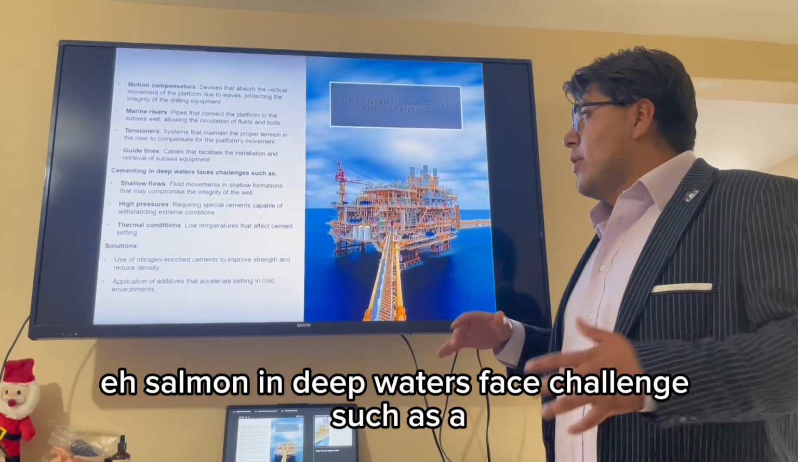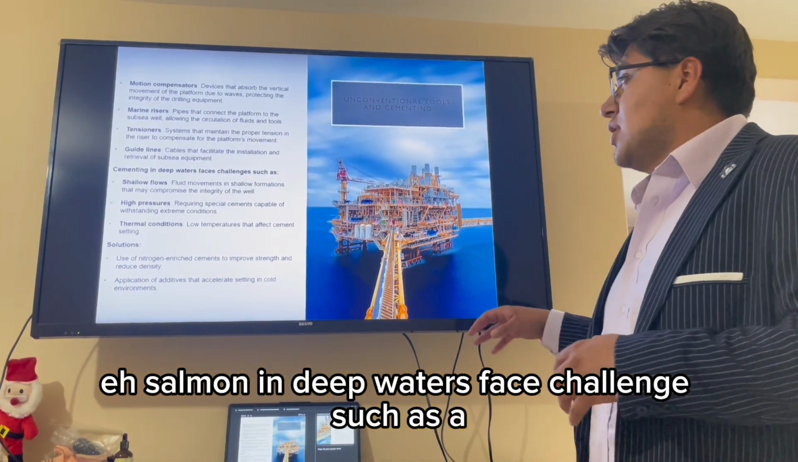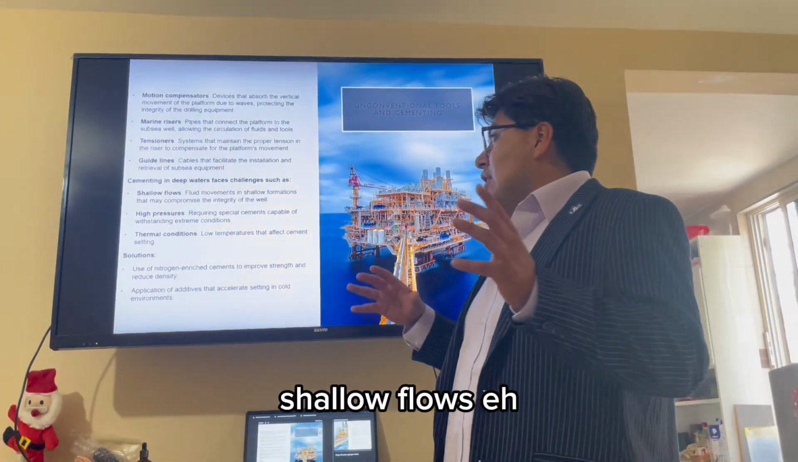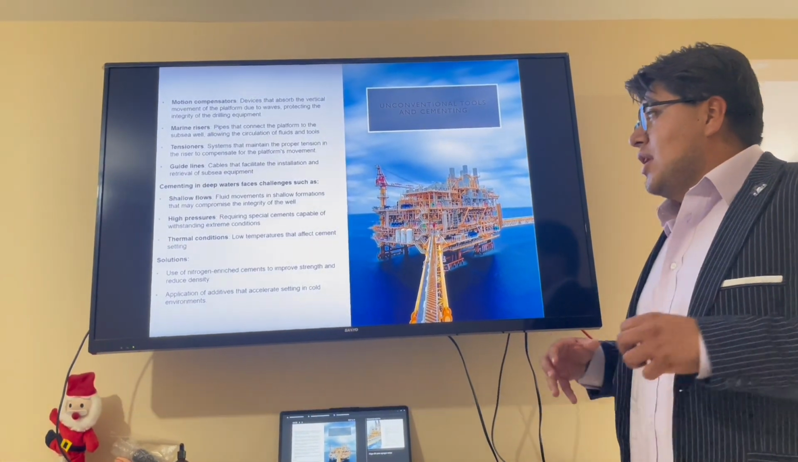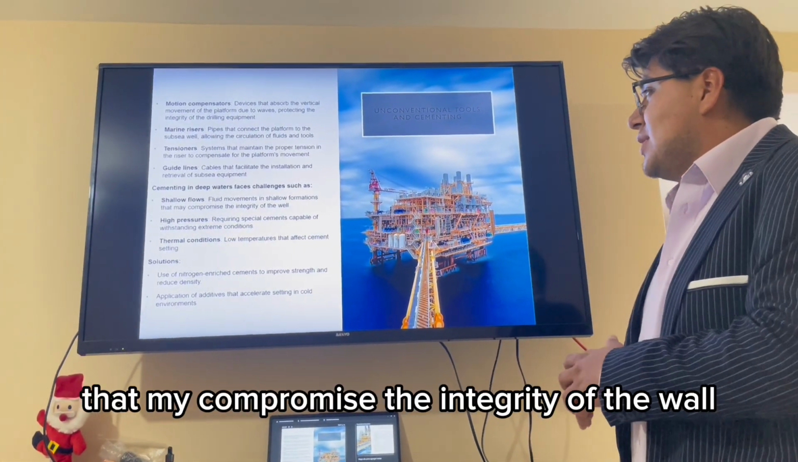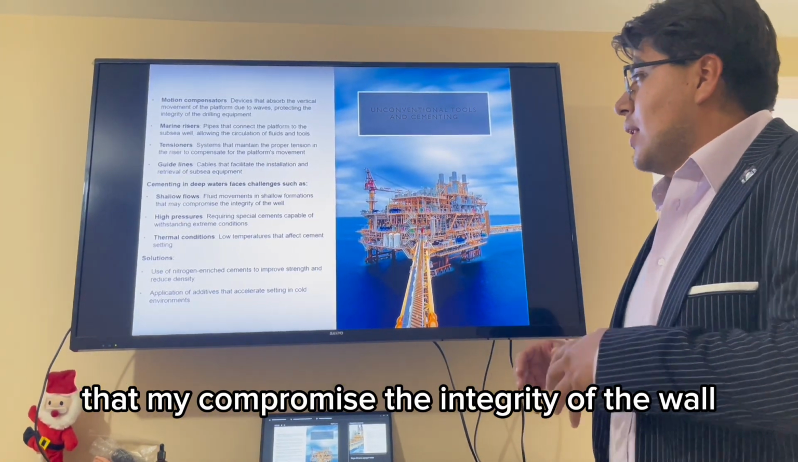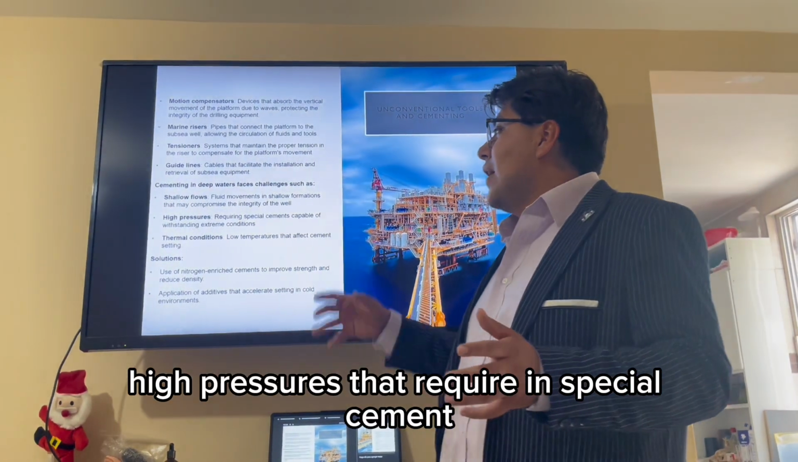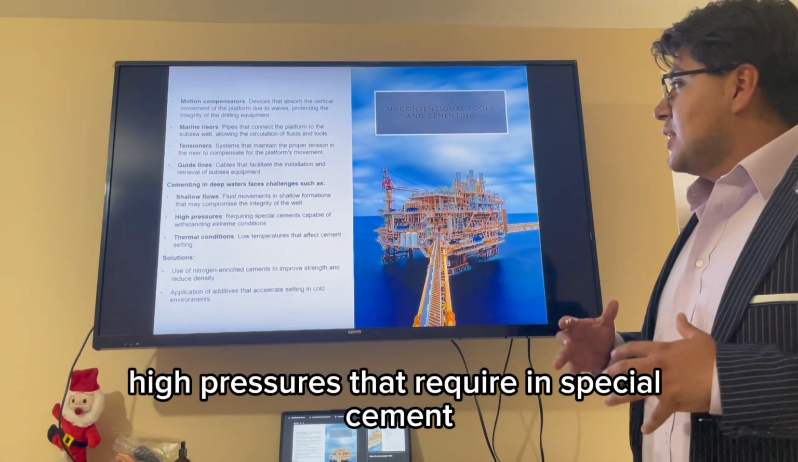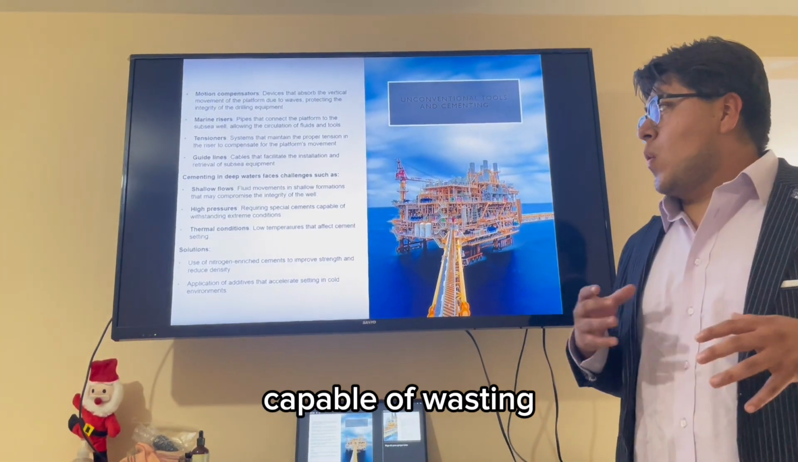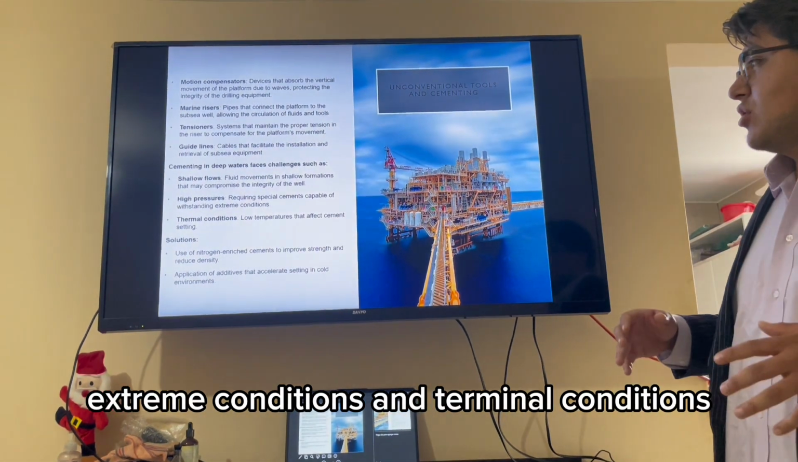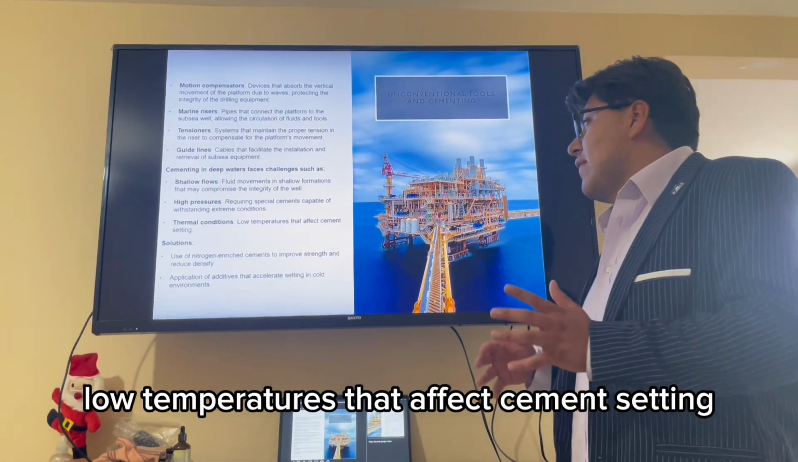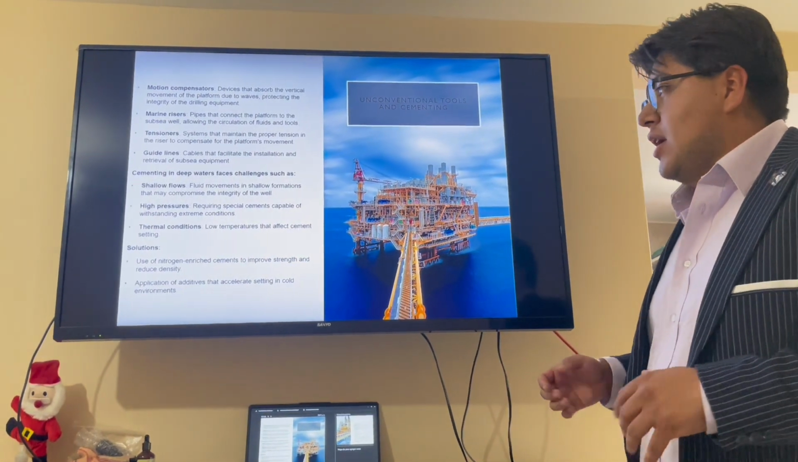Cement in deep waters faces challenges such as shallow flows, fluid movements in a shallow formation that might compromise the integrity of the well, high pressures that require special cements capable of withstanding extreme conditions, and thermal conditions, low temperatures that affect cement setting.